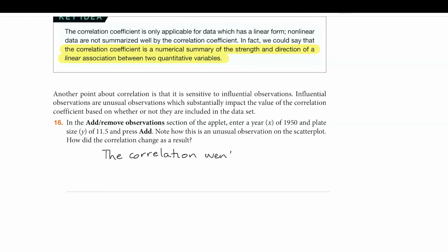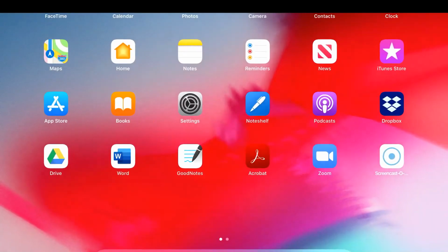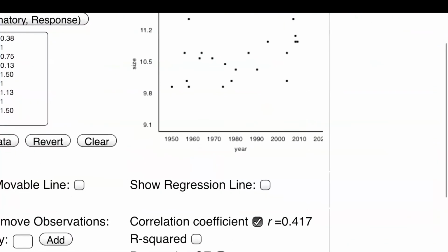Okay, so in this case, the correlation went down. It decreased from r equals 0.604 that it was originally to r equals 0.417. And again, we would consider that a pretty big drop.